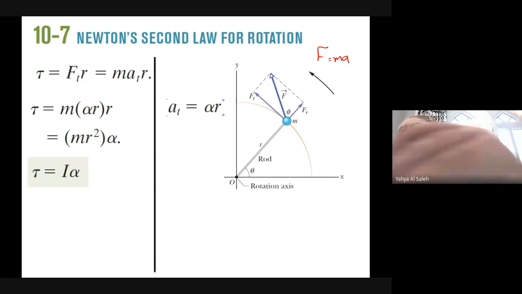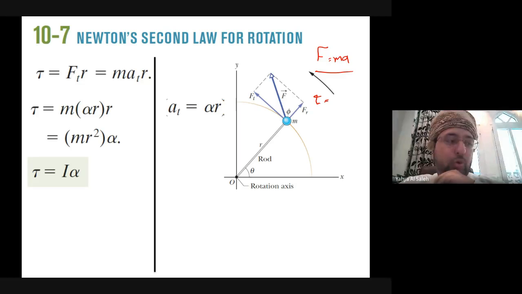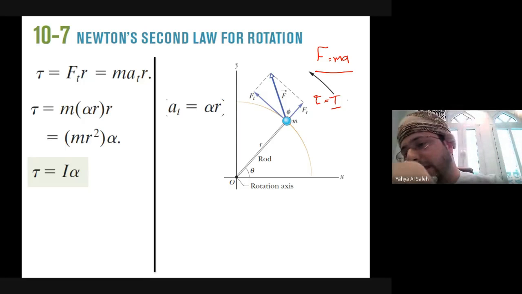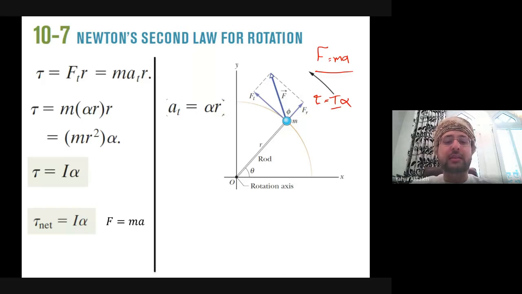So translation, as we said from before, torque is the angular equivalent of force, inertia is the angular equivalent of mass, and alpha is the angular equivalent of acceleration. We end up with torque net equals I alpha, which is very, very similar to F equals ma. Write that down because we're going to be doing a sample problem on it now.